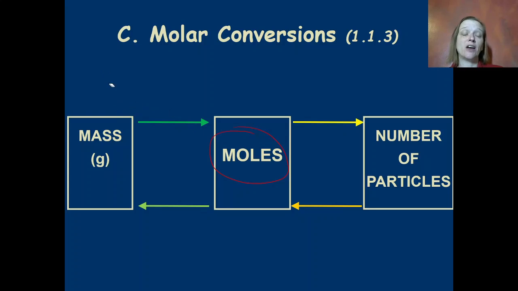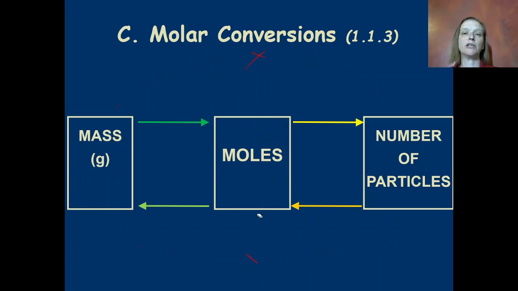Notice that you cannot go from mass directly to number of particles. You cannot do that. You have to go through moles and then convert to number of particles. Similarly, you cannot go from number of particles straight to mass. You must go through moles. Moles are the center of this chemistry universe here.